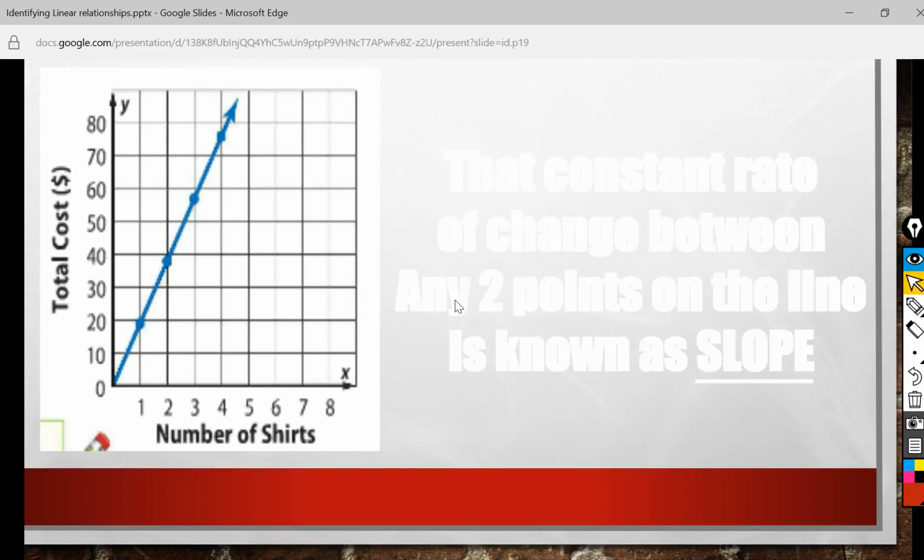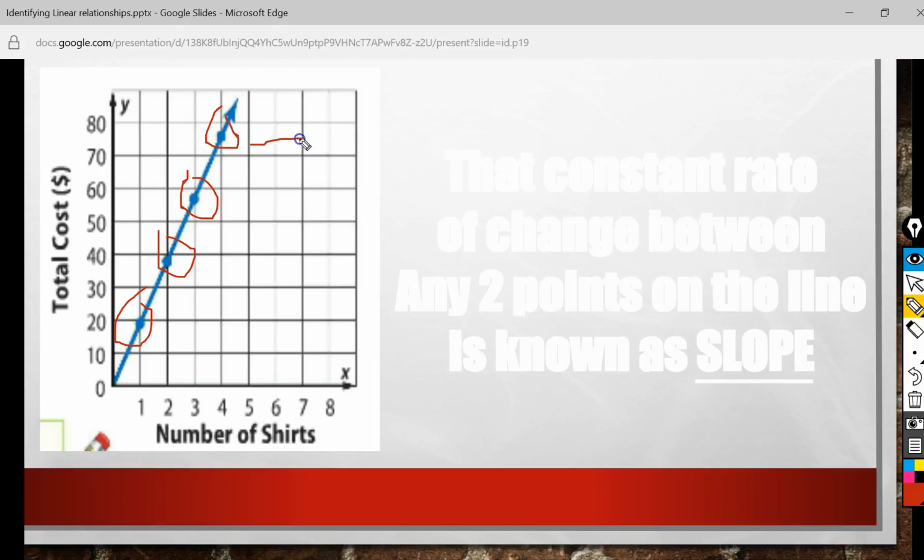Okay, so now we're going to find slope. Slope is that constant rate of change between any 2 points on the line, and it's known as slope. These are points right here. These are all points. They each have an x coordinate and a y coordinate. That is very important to know: everything we're working with right now relates to x and y coordinates on a graph. That's for all the lessons from this unit.